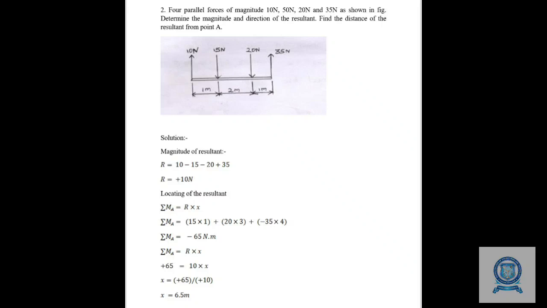6.5 meters means the location of resultant R is to the right of B, because the total distance is 4 meters. At 4 meters point B comes, where the 35 Newton force is, and the resultant R is standing 2.5 meters to the right of the 35 Newton force. That is the location of R. That's all. Thank you.